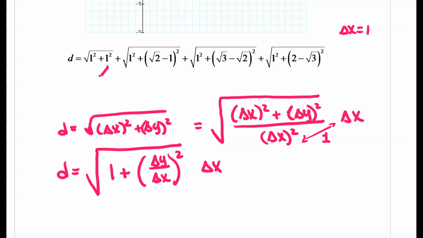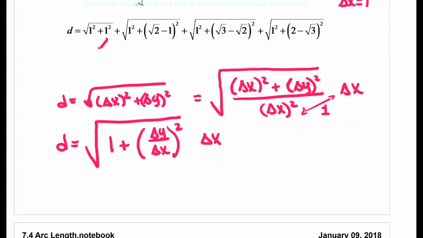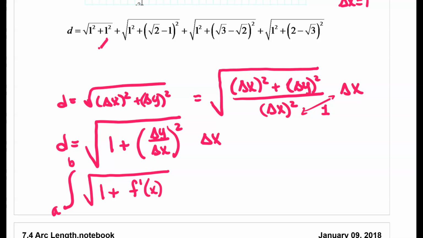Okay, what happens when change of x goes to 0? What is change of y over change of x as change of x goes to 0? Well, I believe that is the derivative. So here is what you're adding up. To get arc length over an interval from A to B, you're going to add up 1 plus the derivative, and usually we write it as f prime of x because these are functions, but it could be dy dx, quantity squared dx.